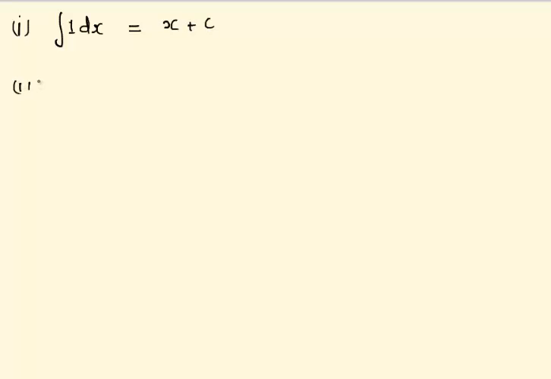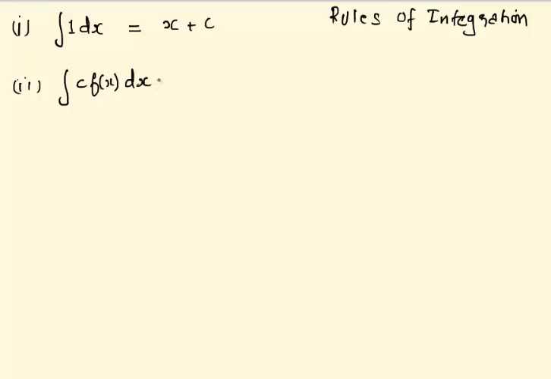Second rule is, so these are basically rules of integration that you should remember. This is the first rule. Second rule is, suppose you have a function multiplied with a constant under the integral sign and you are integrating with respect to x. Then you can take c outside and integrate f(x) with respect to x. Let's say some sort of constant multiple. You can take the constant outside the integral sign.